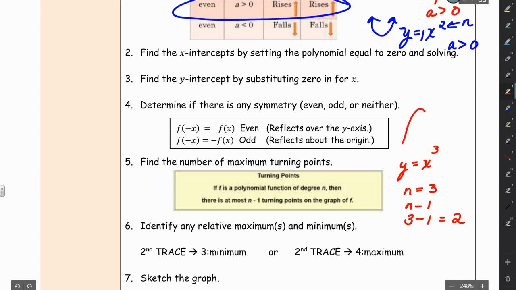And of course, that graph looks like this. And we have a turning point here, and we have a turning point here. Turning point means that we're either going from increasing to decreasing, or decreasing to increasing. Step number 6, we're going to identify any relative maximum and minimums, and we can use the calculator to do that. That would be the calculate feature. You get to that by going to second trace, either number 3 for minimum or number 4 for maximum, and then we're going to sketch the graph.